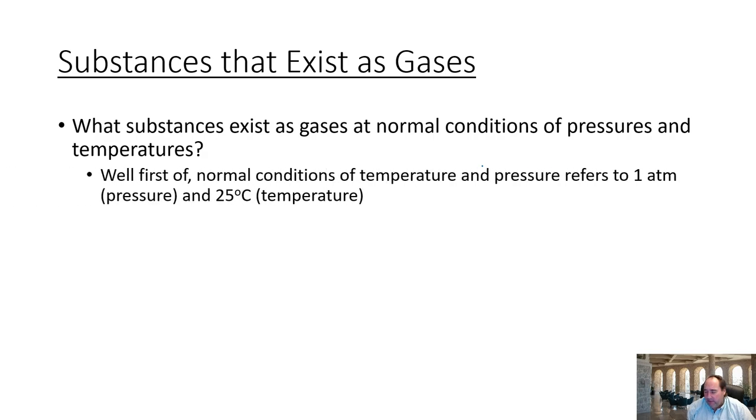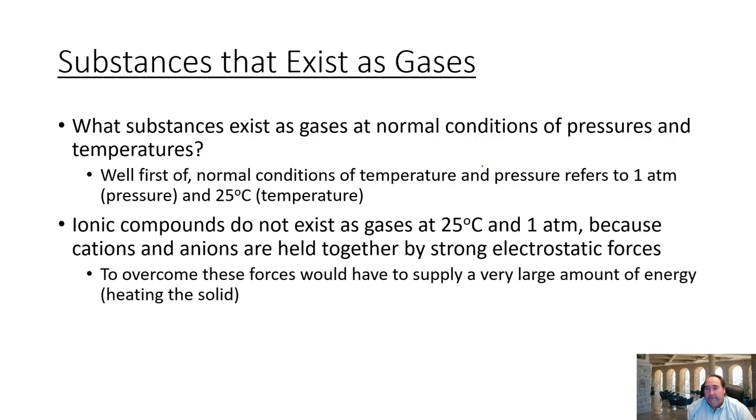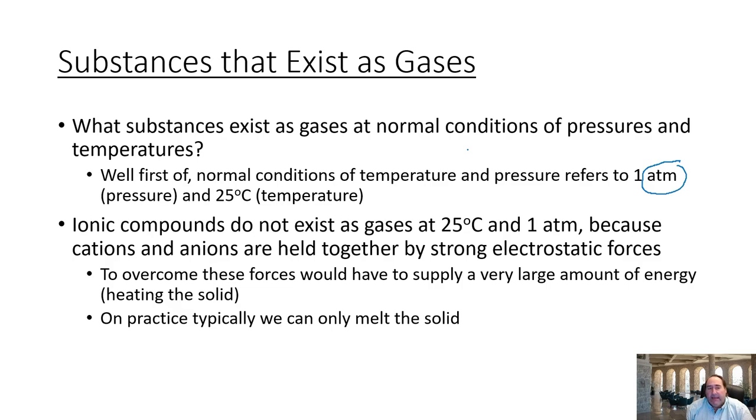So first off, we should talk about what substances we find under normal conditions as gases. When we talk about normal conditions, that's usually everyday room temperature situations, with a pressure of 1 atm. Atm is an atmosphere, as we'll talk about. That is a unit of pressure, and a temperature of 25 degrees Celsius. Under these normal conditions of 25 degrees Celsius and one atmosphere, we really do not find ionic compounds in the gas phase.